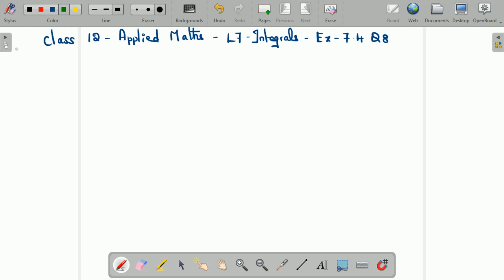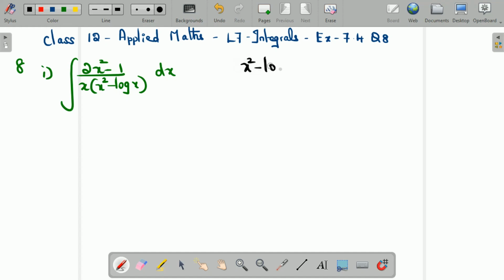In this video, let's find the solution to the 8th question in exercise 7.4. So let's look at the first subdivision, integral of (2x squared minus 1) by x into (x squared minus log x) dx. So I'm going to put this x squared minus log x as t. So x squared minus log x is equal to t. So this will become (2x minus 1 by x) dx is equal to dt.